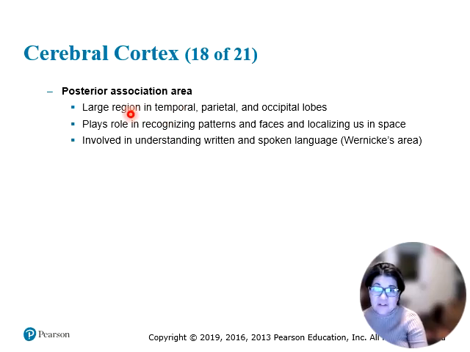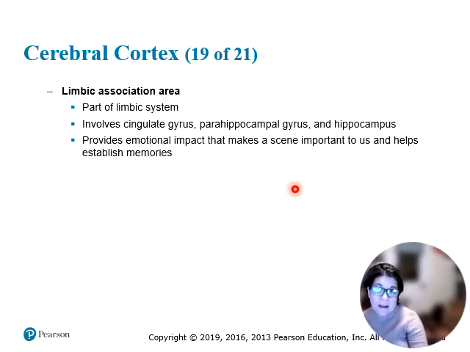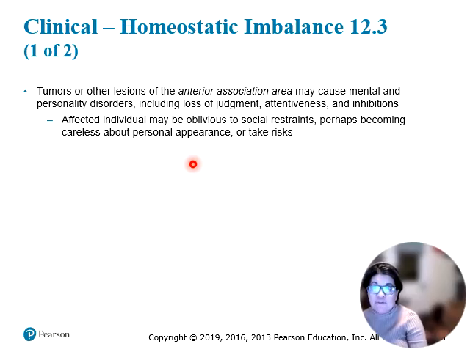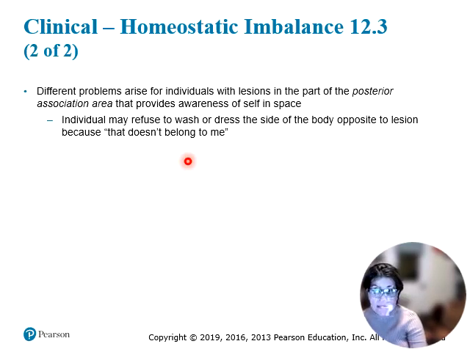Posterior association center is partly in your temporal, parietal, and occipital lobes. Helps you with recognizing patterns in faces and understanding language, both written and spoken, and that's called Wernicke's area, which I've shown you. Your limbic association area helps you with emotional impact and helps us with memories. And if you have tumors in like the anterior association area in your prefrontal lobe, it'll affect loss of judgment, attentiveness, inhibitions. So it just makes sense. If you have a disorder in one of those areas, it's going to affect that.